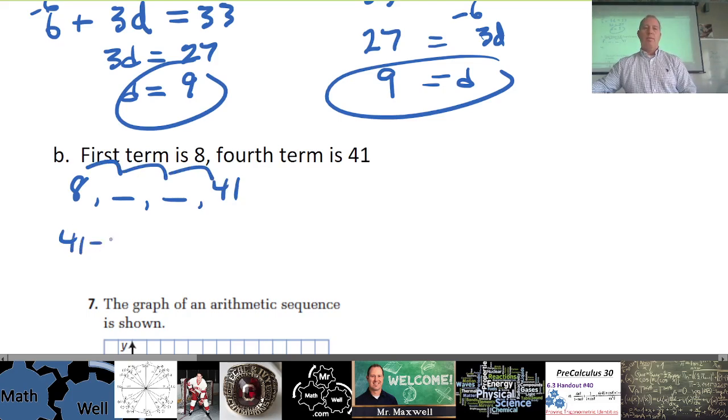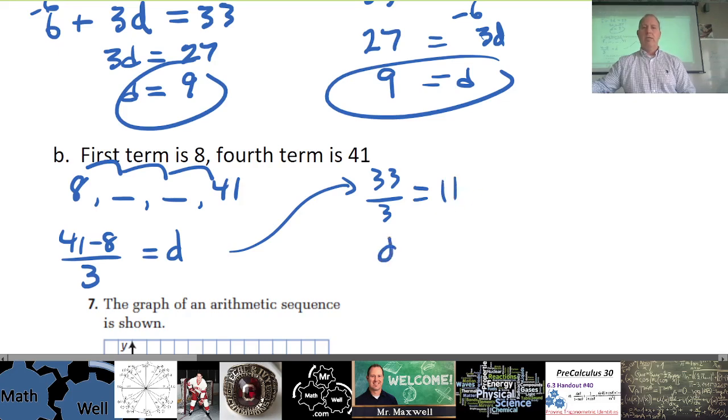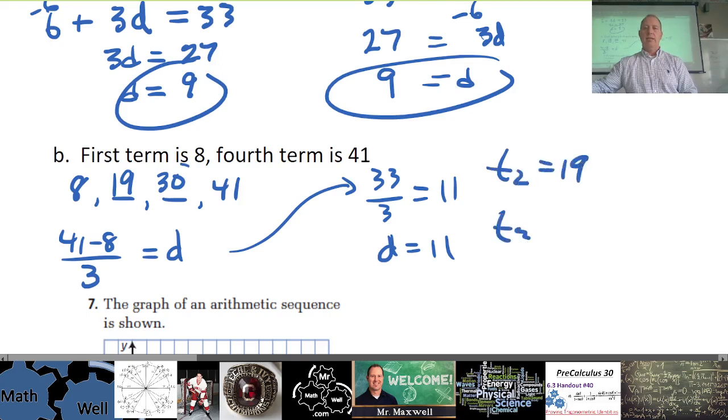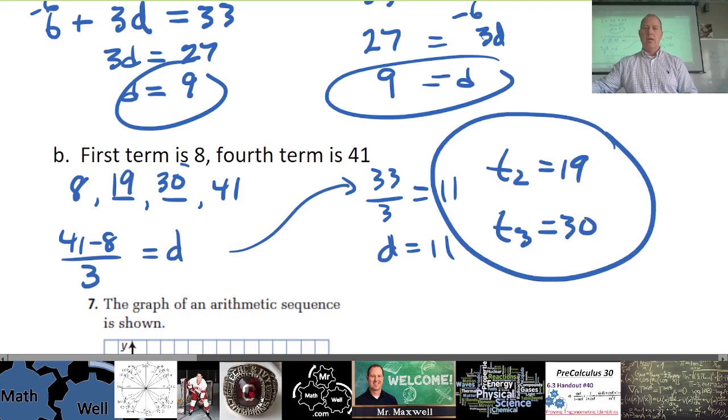So 41 minus 8 divided by 3 should give us our D, right? What's 41 minus 8? That's 33. Divided by 3 is 11, right? So D is 11. And if you add 11 to 8, you should get 19. And then plus 11 is 30. And then plus 11 should match up to 41, and indeed it does. So T of 2 is 19, and T of 3 is 30.